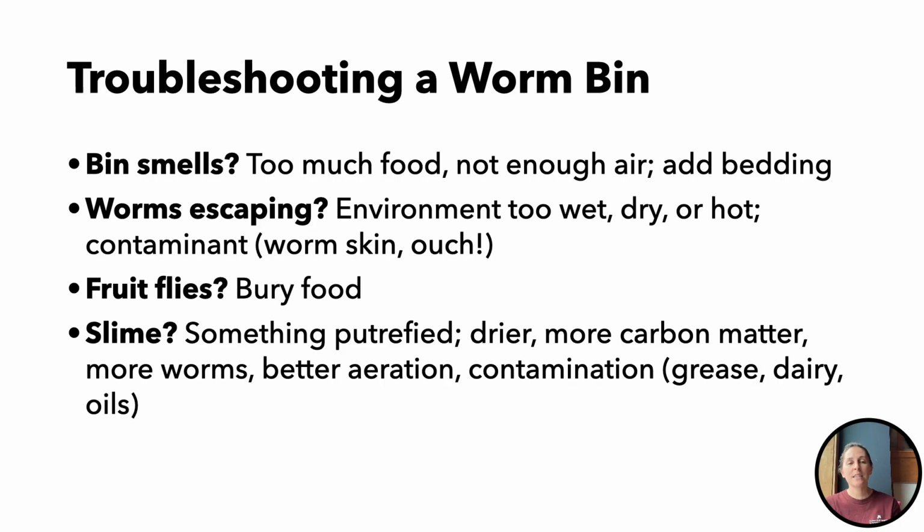Slime is an indicator that something putrefied, just like in heap composting. So make sure that your worm bin is a little bit drier, add some more carbon material, and add some more worms, because if something has putrefied, it's not composting fast enough, or it just isn't compostable in the traditional sense. And if you have too much food and not enough worms, it runs the risk of actually rotting.